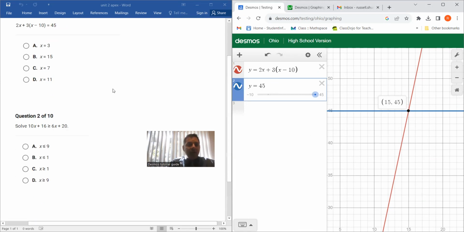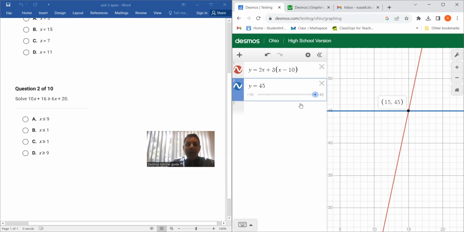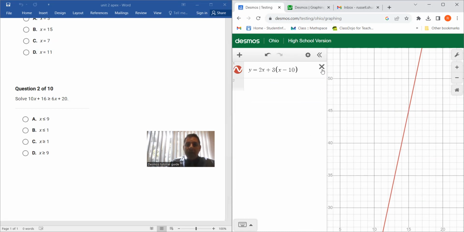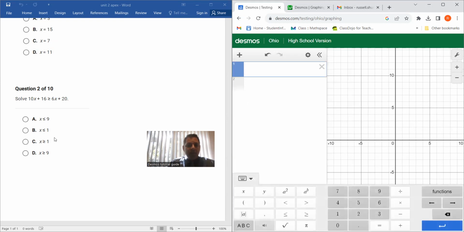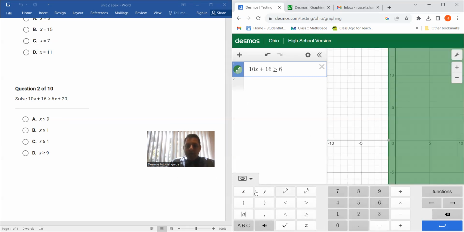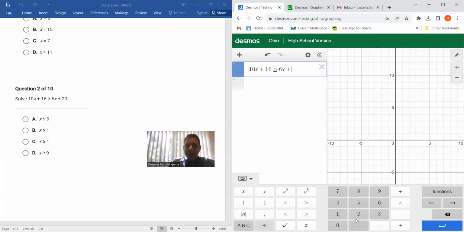Now, what's nice is when you start doing the inequalities, those will go in exactly as you see them. So we'll get rid of this. Just hit the little home button to take you back to your normal window. These you can type in just like you see. So we're going to type in 10x plus 16. And then we have the greater than or equal to button right here. And we'll do the 6x plus 20.